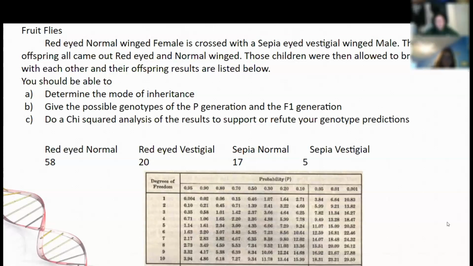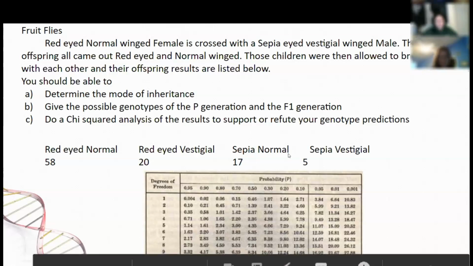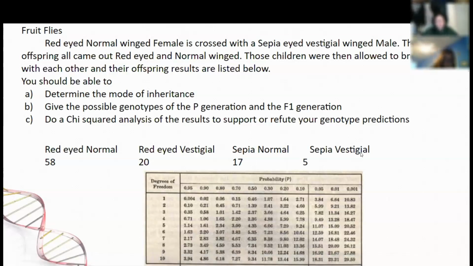If I calculated this correctly, there were 98. There should be 100. What did I do wrong? 58 and 20, 17. Because I wrote 3 instead of 5. Oh, good. So there's 100. My numbers might be changed. So there were 100 total. So I would expect 9/16 to be dominant, 3/16 to be dominant recessive, 3/16 to be recessive dominant, and 1/16 to be recessive. Okay.